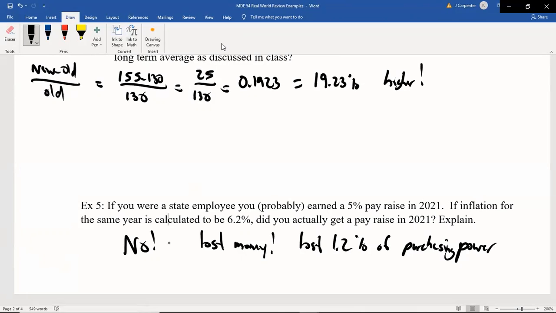Because you earned 5% more, but lost 6.2% due to inflation, the $100 that you had before is now really only going to be worth 98.8% of what it used to be. So your $100 is now worth $98.80 on whatever it is that you can go out and buy. If you're buying lots and lots of gasoline, it's going to be worth way less than that.